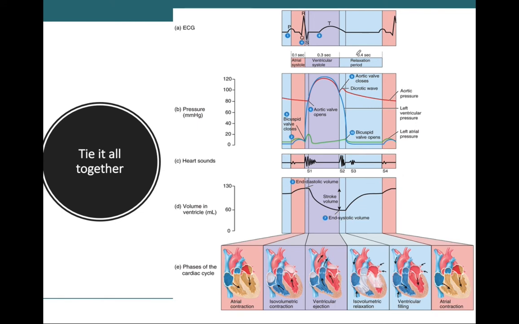So I'll first go ahead and start right here. This little bar shows us that we've got atrial systole, ventricular systole, and the relaxation period, which would include ventricular diastole.